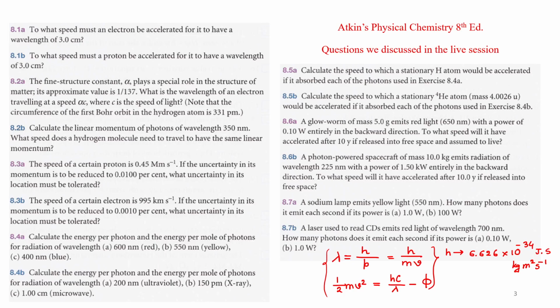How many photons does it emit each second if the power is 0.1 watt? So again, that means you need to calculate the energy of each photon. Then you need to see that in 1 second it will emit 0.10 joule. Then how many photons are there? Put power divided by energy of each photon. So that would be your number of photons emitted, right? Easy to solve. So let us not do that. We can go to the next question.